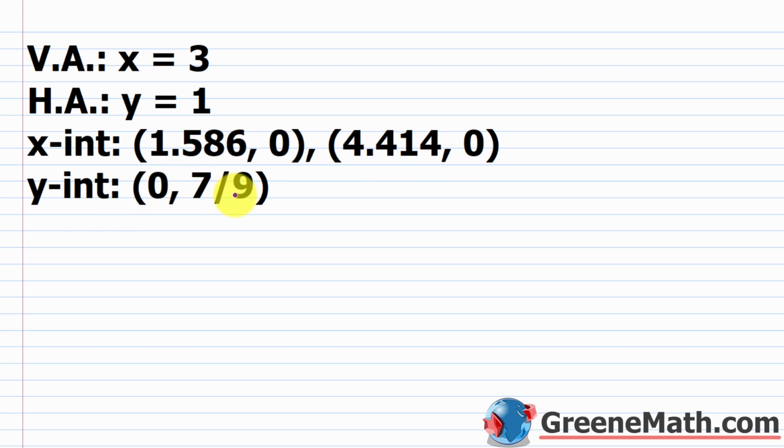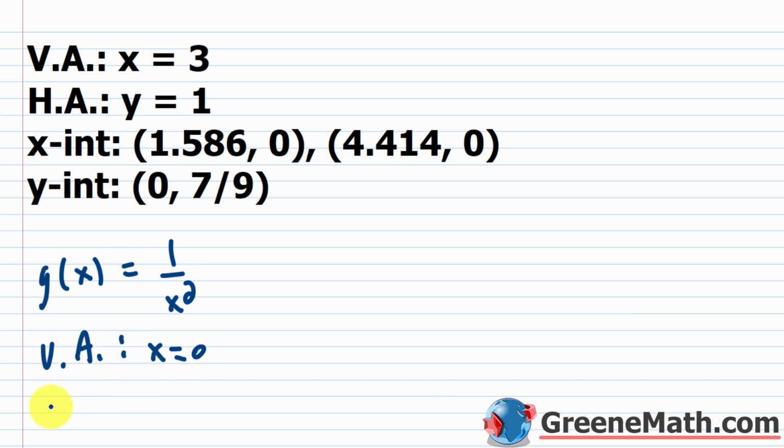The vertical asymptote and the horizontal asymptote, again, you can just get those from the shifts. So we have our g of x equal to, again, 1 over x squared. So the vertical asymptote is x equals 0, and the horizontal asymptote is y equals 0. So what was the horizontal shift? Well, we went 3 units to the right, so the vertical asymptote is now going to be at x equals 3. What was the vertical shift? Well, we went 1 unit up, so now the horizontal asymptote is going to be at y equals 1.